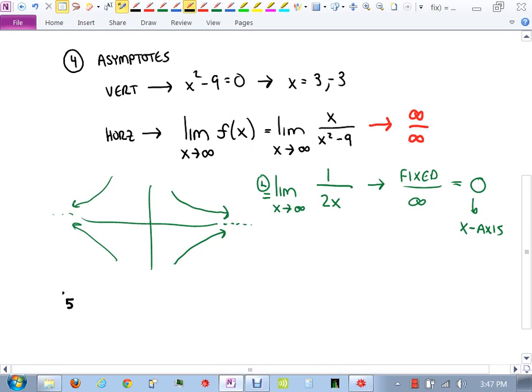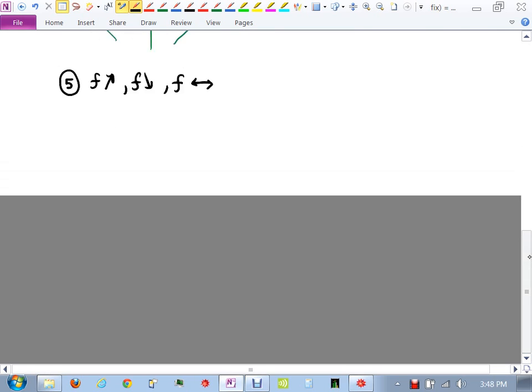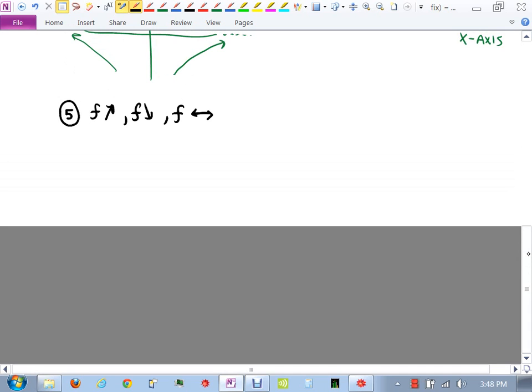Step 5. Determine where f is going up, where f is going down, where f might be constant. Here's what I use for constant, just a flat arrow like that. So when we talk about a function and where it goes up and down, what do you have to do? Take a derivative, right? So I'm going to start a new page. I'll start this over again. So I need to take a derivative.